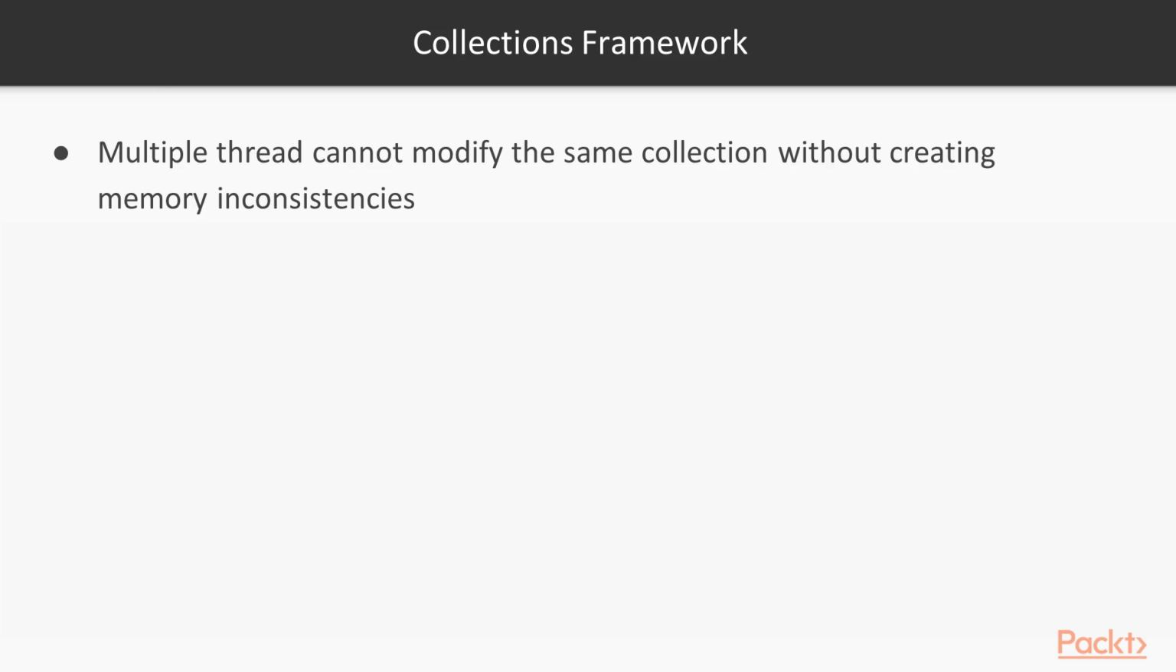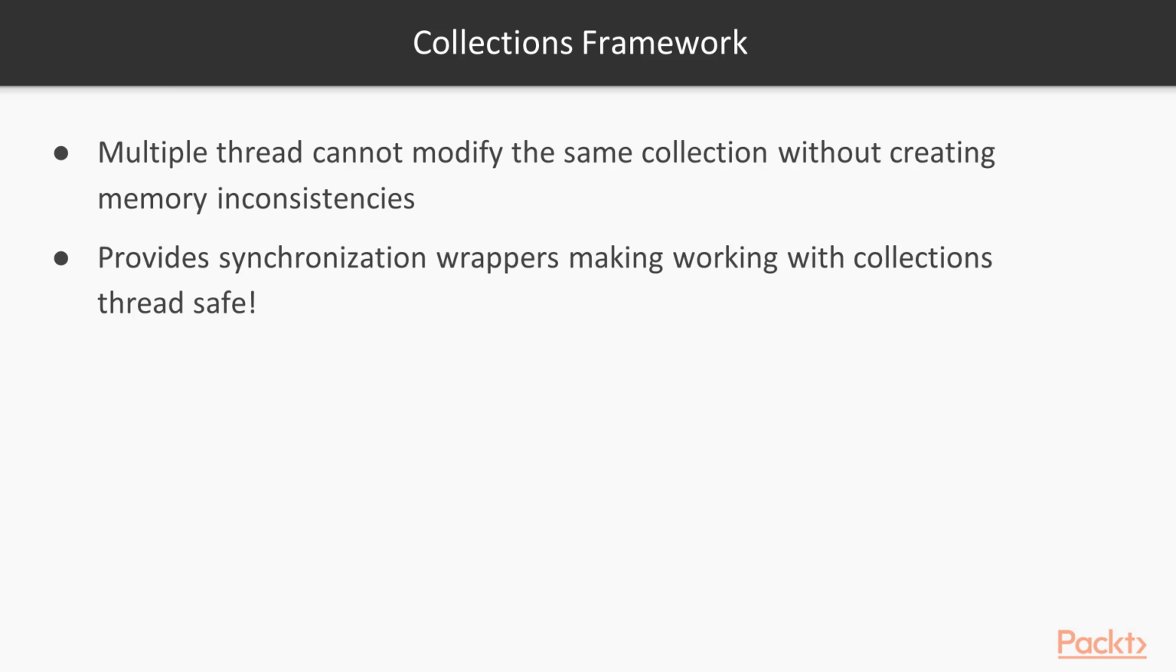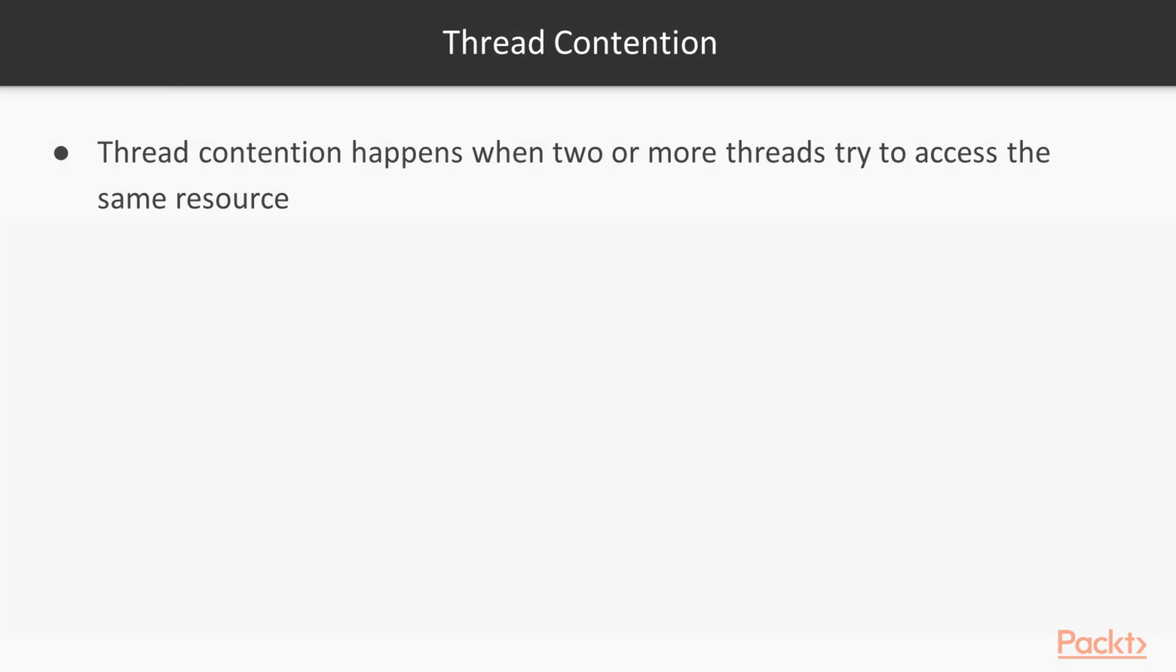One of the difficulties in implementing parallelism in applications that use collections is that collections are not thread-safe, which basically means that multiple threads cannot modify the same collection without creating memory inconsistencies or interfering in each other's work. The collection framework provides synchronization wrappers. These wrappers add automatic synchronization to an arbitrary collection, making it thread-safe, which, if you have ever programmed parallel code, you would know the pain of doing it yourself.